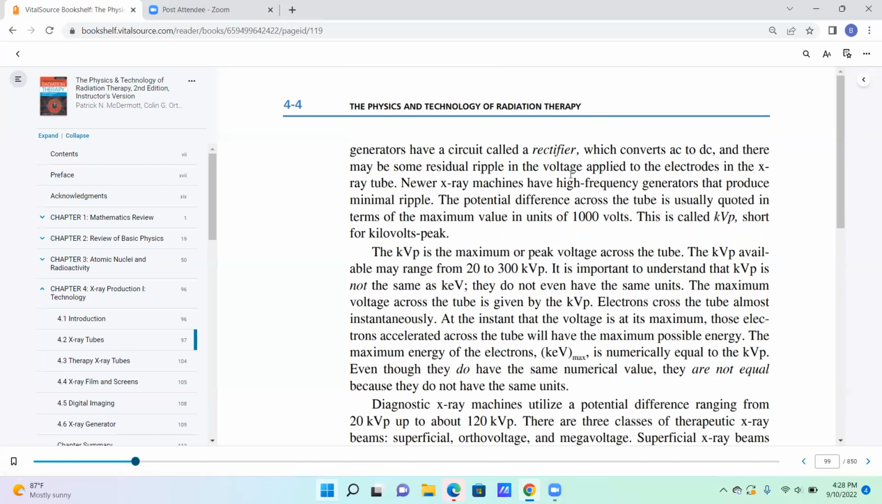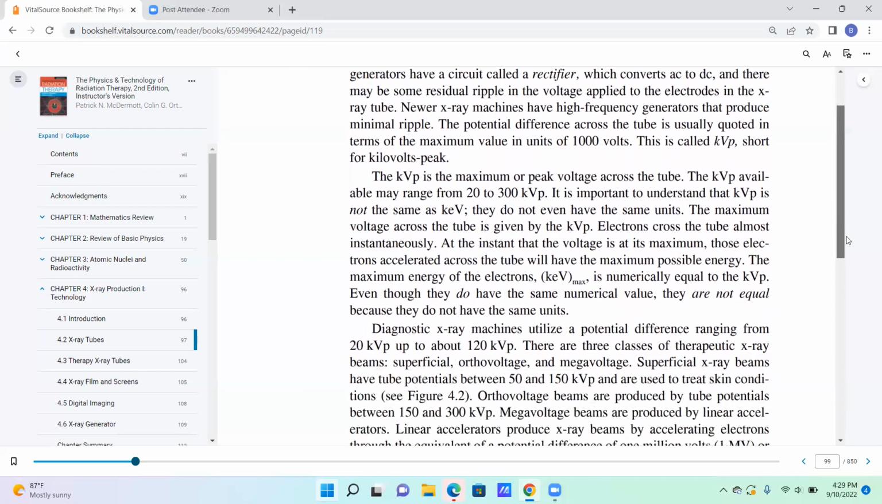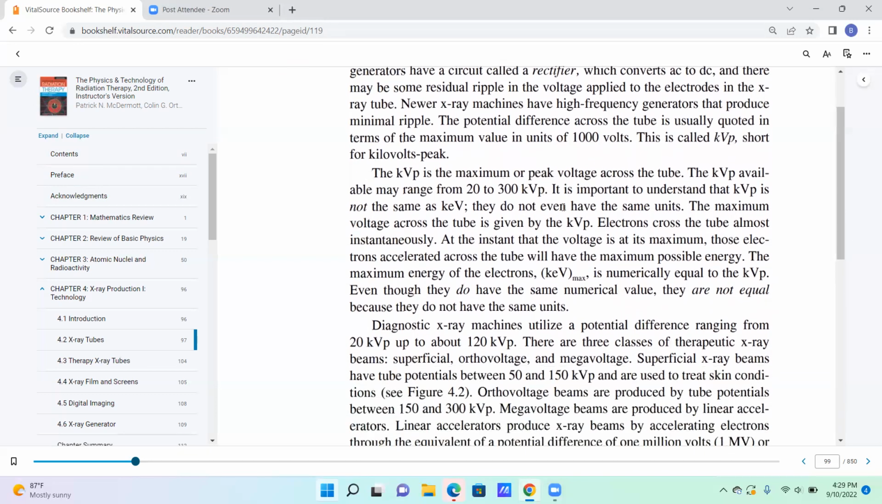X-ray generators have a circuit called a rectifier, which basically converts AC into DC, and there may be some residual ripple in the voltage applied to the electrodes in the X-ray tube. Newer X-ray machines have higher frequency generators that produce minimal ripple. And the potential difference across the tube is usually quoted in terms of the maximum value in units of 1,000 volts. In other words, kVp, short for kilovolts peak. It can range anywhere from 20 to 300 kVp.